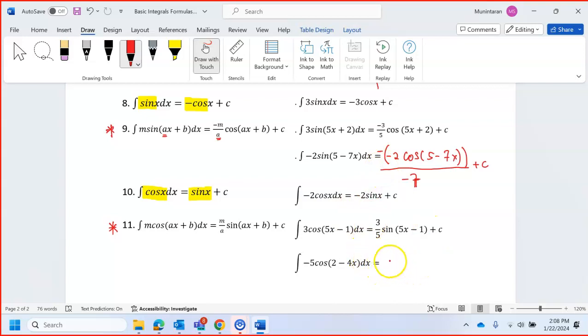Therefore, negative 5 stays as negative 5. Integral of cos gives you sine(2 minus 4x) divided by negative 4 plus your c. Of course, you can simplify.